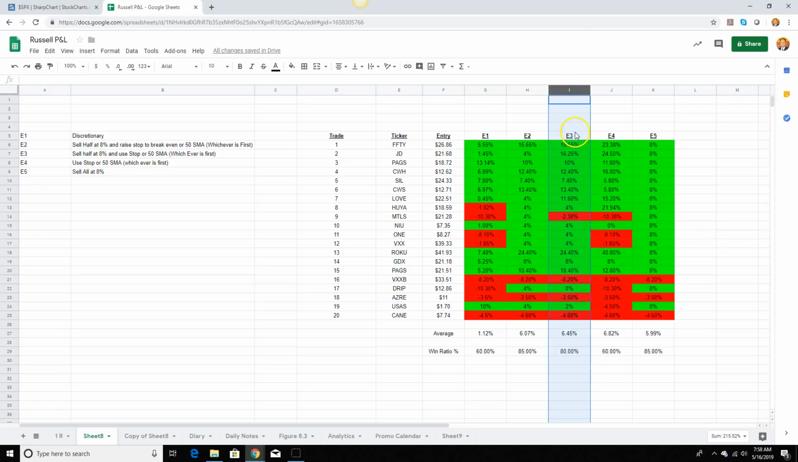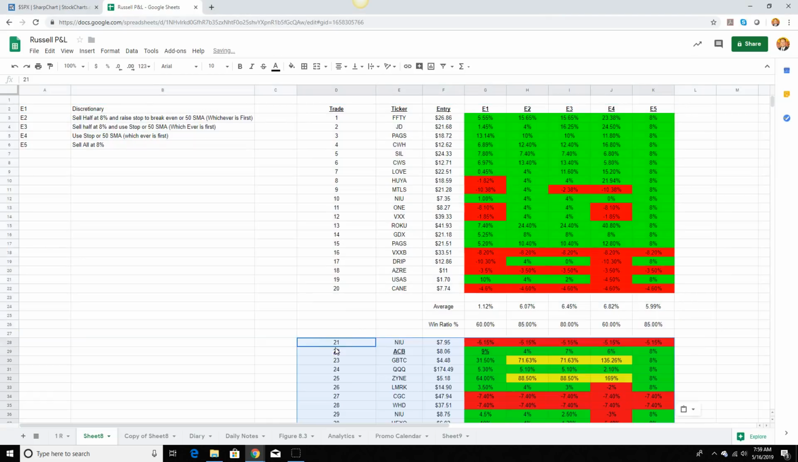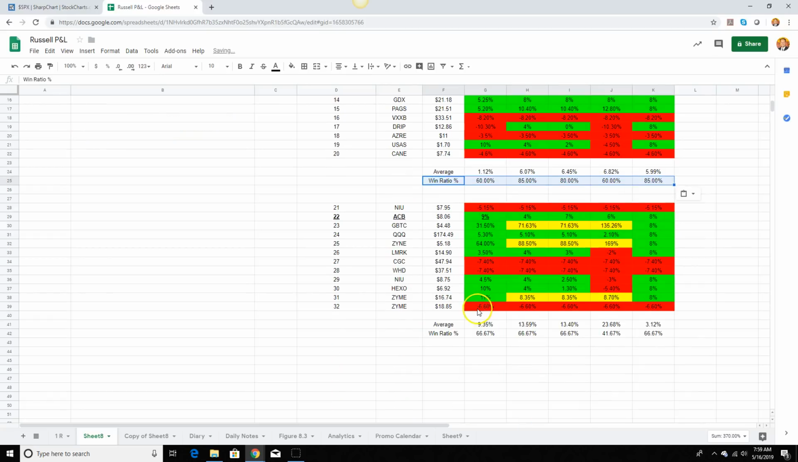This is, I think, what matches my personality the most, E3, right? Sell half at 8%, and then just try to let it ride as much as you can. Try is the key word. So let me raise this up for a second so I can bring in the other trades. Okay. So this is the next 12 trades.